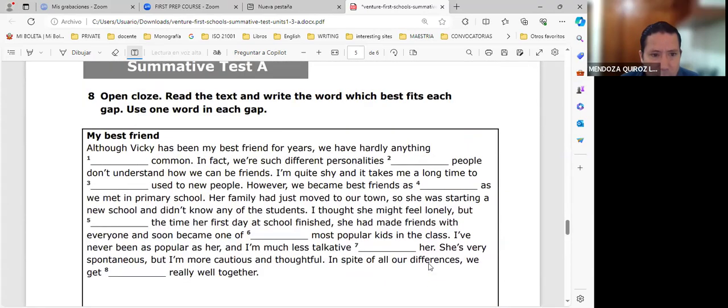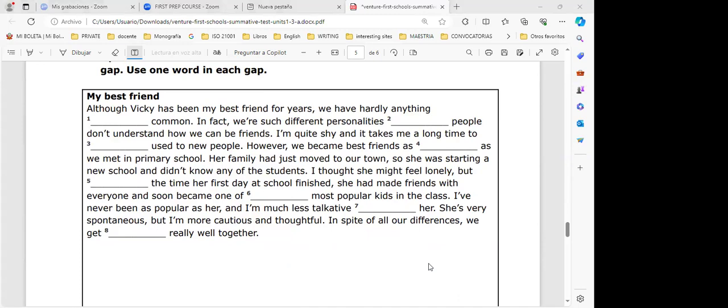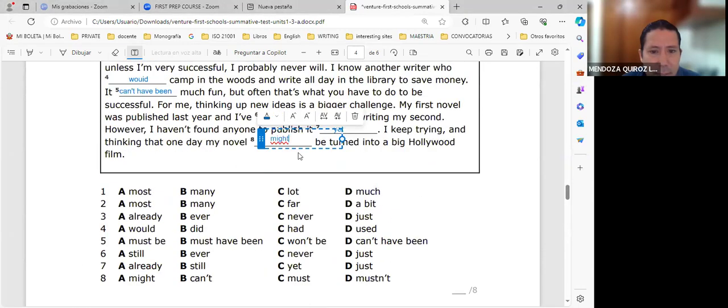And we have this open close. This is part two in the test. No, this is the close where you have no options. Now, 1 minute, try to complete. Teacher, what is the answer of number 8? Number 8, might. Possibility. Might be turned into a big Hollywood movie.